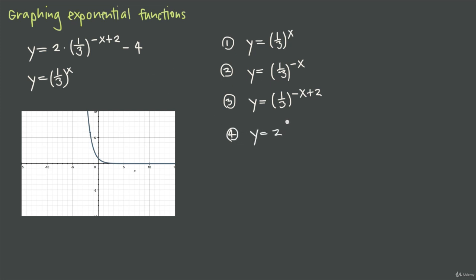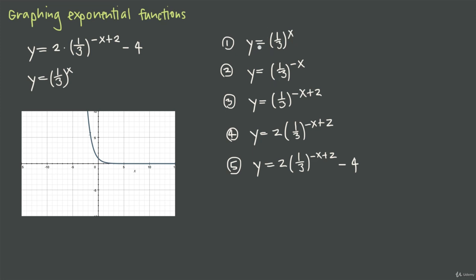Y equals 2 times 1/3 to the x plus 2. And then my last step that gets me to the original equation is to subtract 4 from that. So y equals 2 times 1/3 to the -x plus 2, and then minus 4. Now we want to walk through these transformations one at a time.